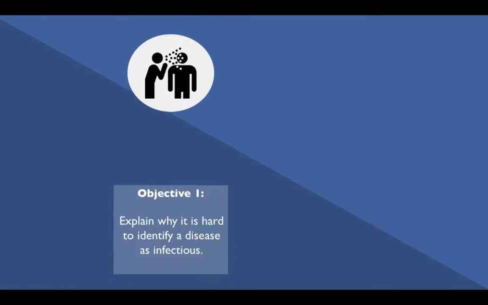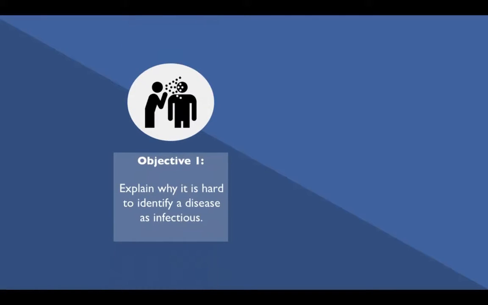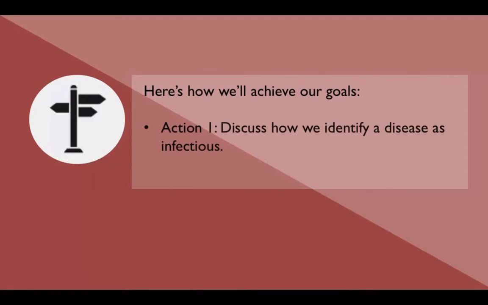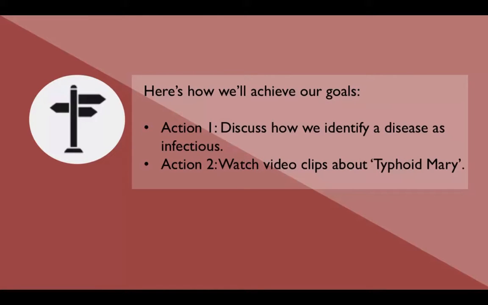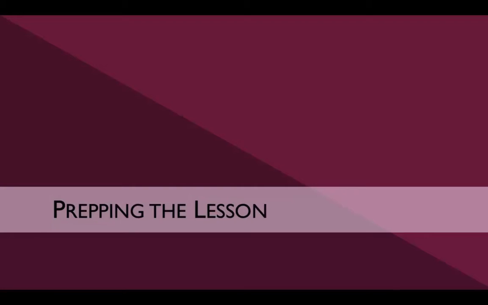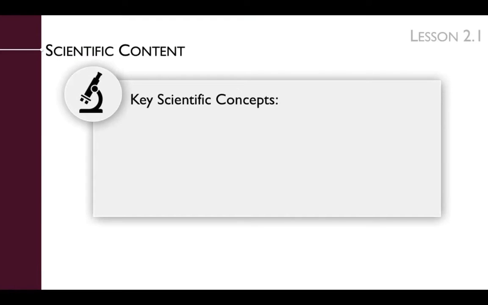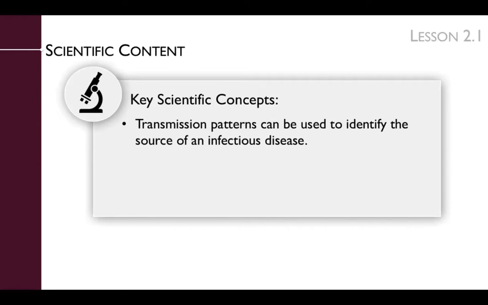At the end of the lesson, the students should be able to explain why it is hard to identify a disease as infectious, and explain why it is hard to determine the source of an infectious disease. We will achieve our goals by discussing how we identify a disease as infectious and watching video clips about Typhoid Mary. To prepare for this lesson, you'll need to review the following key scientific concepts.